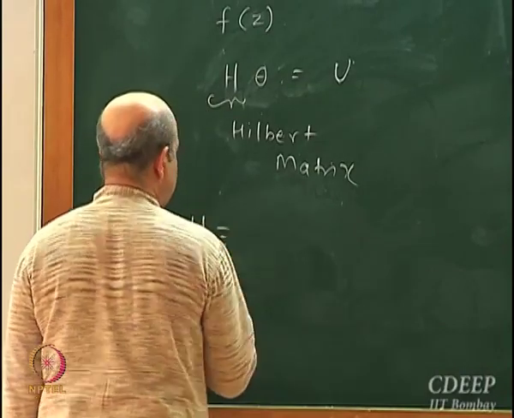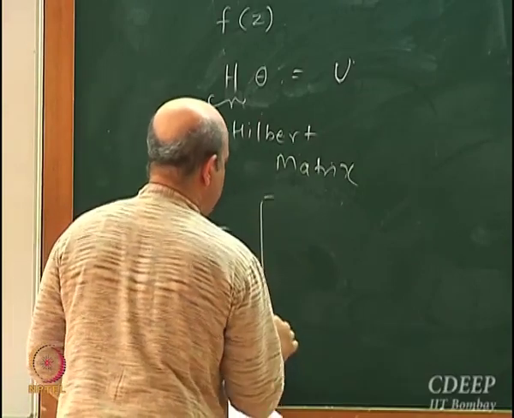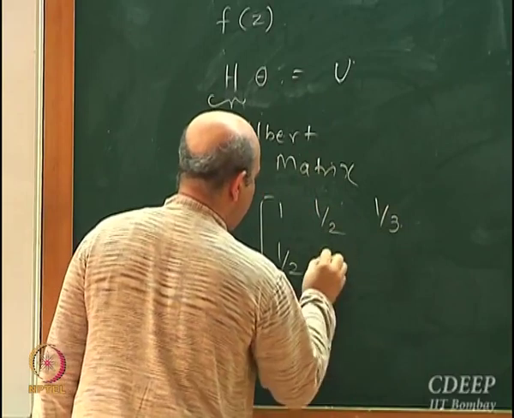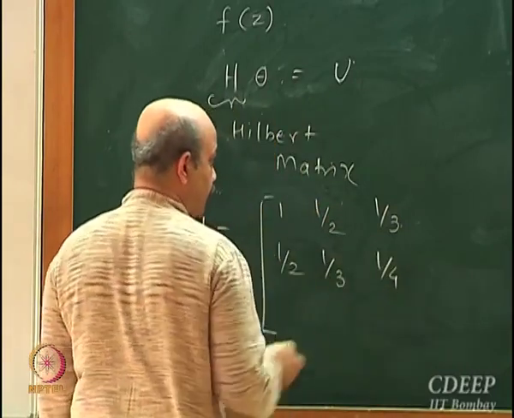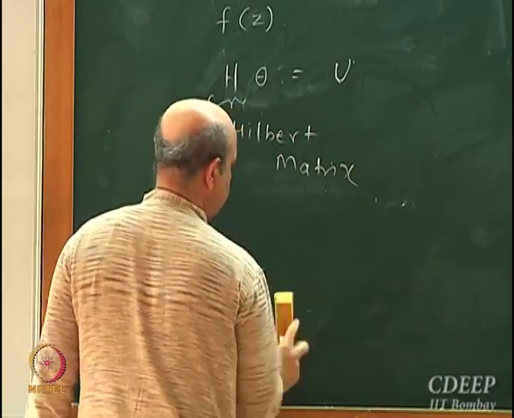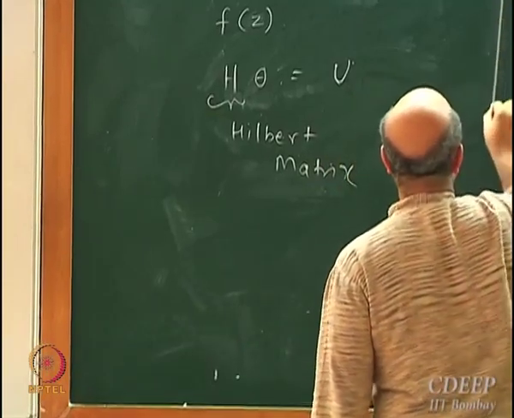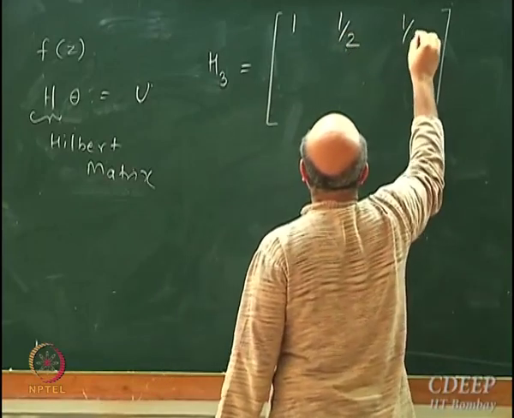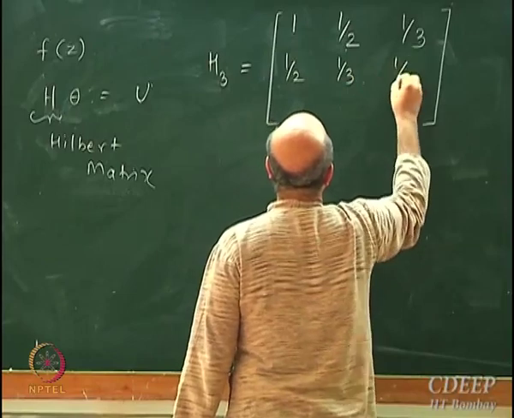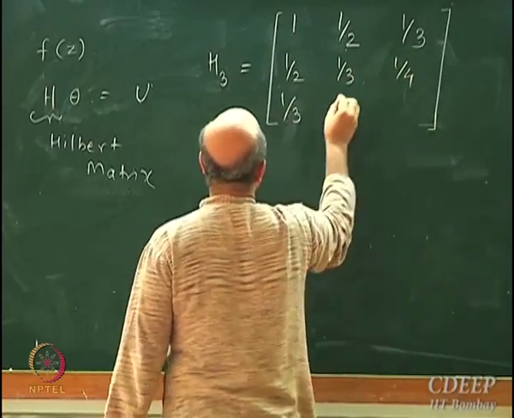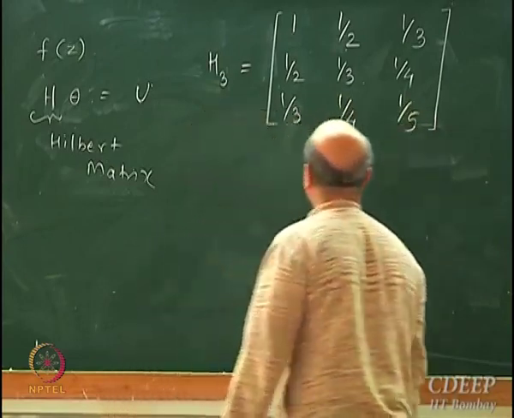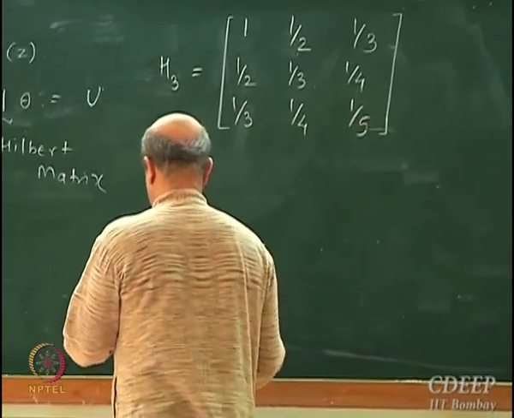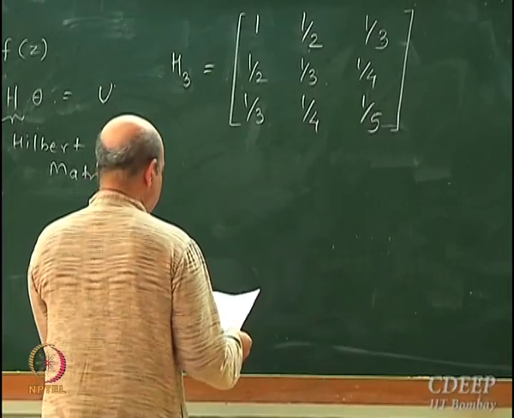And what I showed you last time was that H3 is the Hilbert matrix, with rows 1, 1/2, 1/3, then 1/2, 1/3, 1/4, and so on. I'll just write this here. Okay, so this is my H matrix, and then I took a solution here.